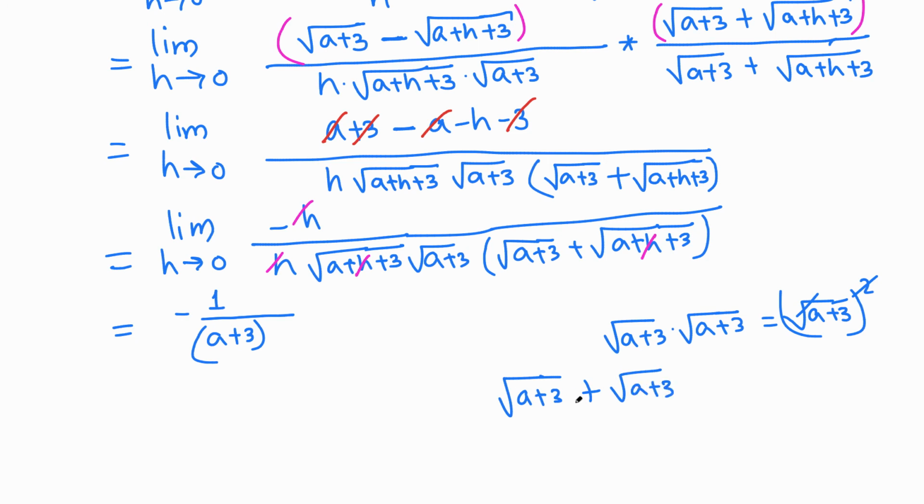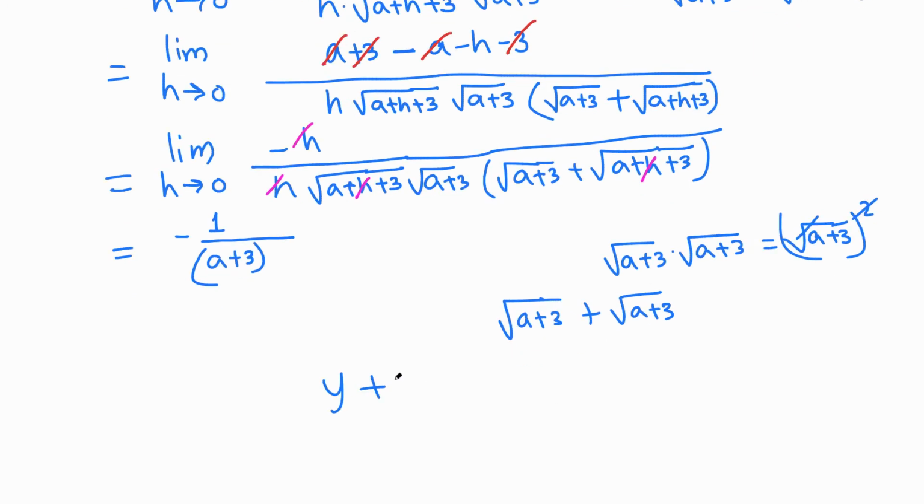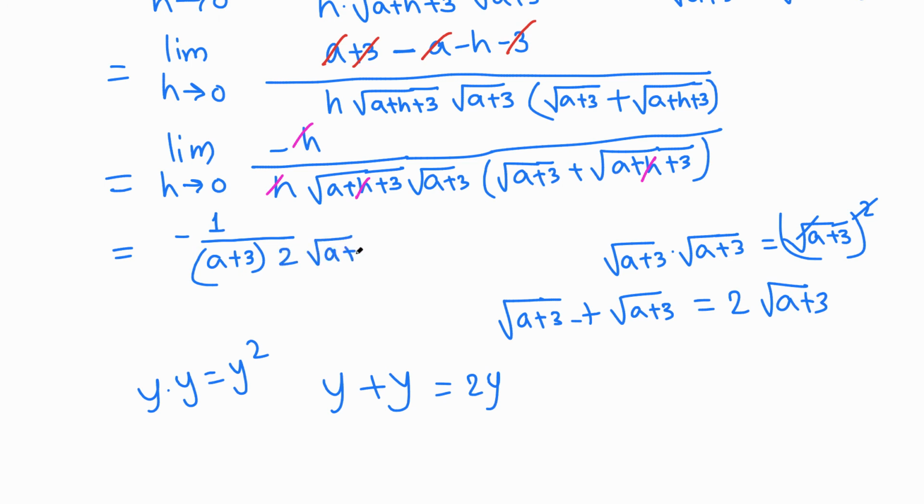So same thing. It's like y plus y. That's not y squared, it's 2y. Y times y is y squared. So like y plus y, 2y. So 2 copies of the square root of a plus 3. So these two is 2 copies, a plus 3, root a plus 3. Okay, we may leave it here, but we can simplify. So let's simplify a little bit here.